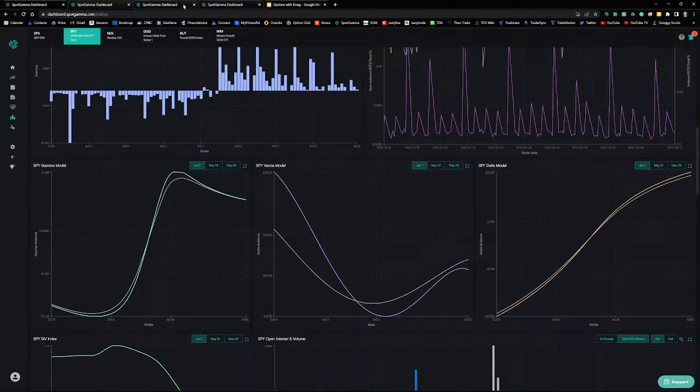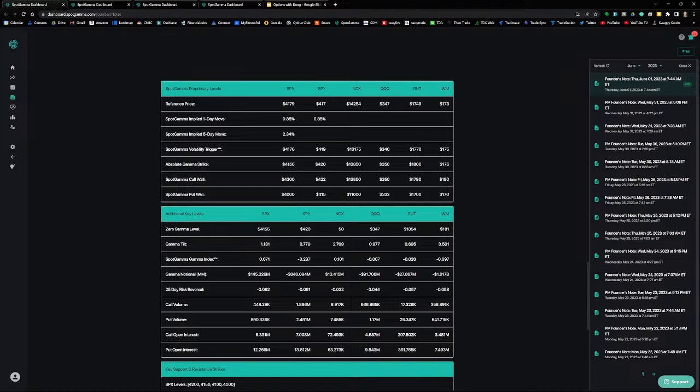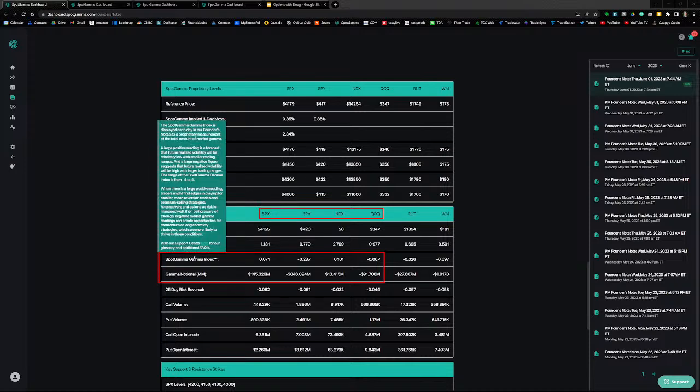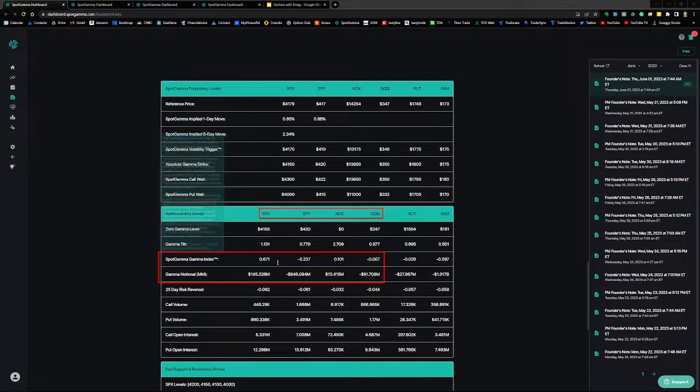All right, so that's the Vanna model. Let's take a look at one other thing. I'm going to go to the gamma notional and Spotgamma index, and this is for SPX, SPY, NDX, and QQQ. The Spotgamma gamma index is a proprietary measurement of gamma, and that ranges from -4 to 4, so slightly positive for SPX and negative for SPY, and then not much significance for NDX and QQQ. It's a little bit easier to read gamma notional.